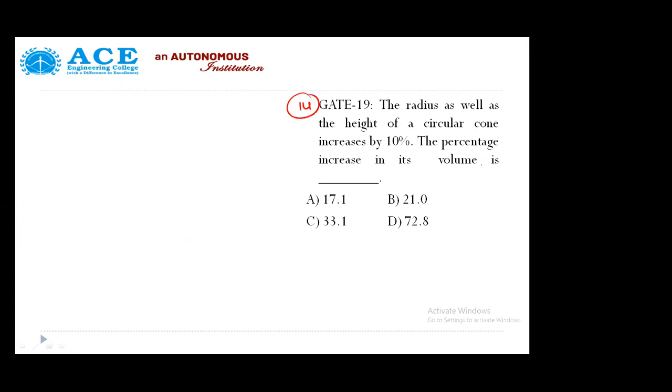This question is given for 2 marks in GATE 2019. Radius as well as height increased by 10%. Radius 10% increase, height 10% increase. You give the answer, I'm just mentioning what the question inputs are. Height increased by 10%, radius increased by 10%, volume of cone is nothing but 1 by 3 pi r square h. You have 2 radius, 1 height. Mohan, check your answer. Yeah, Mohan, your answer is correct.